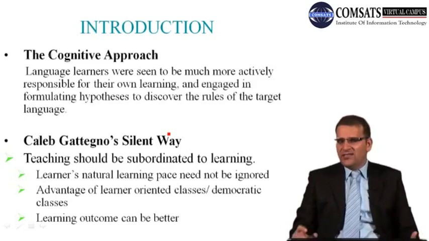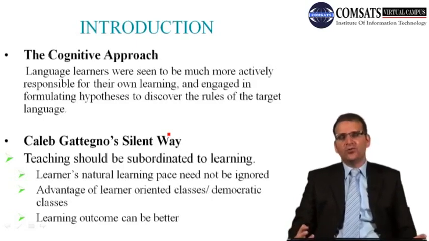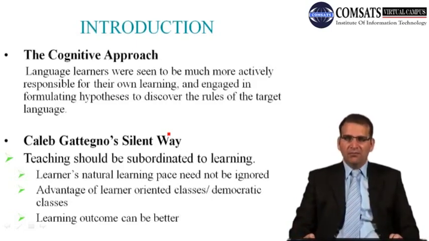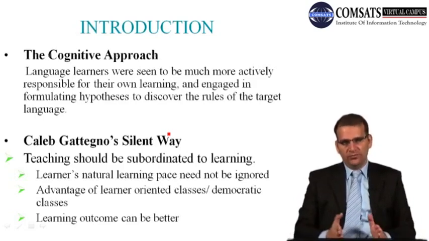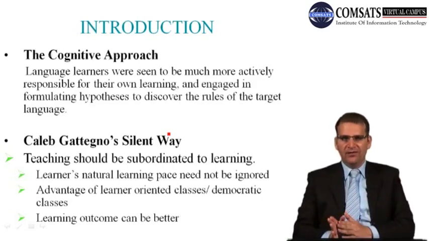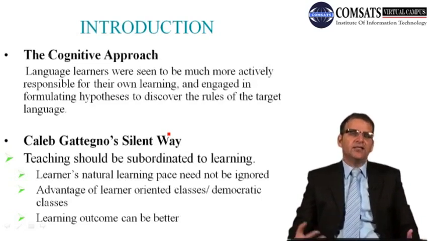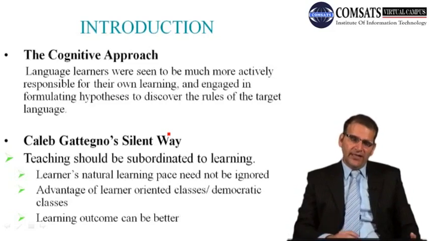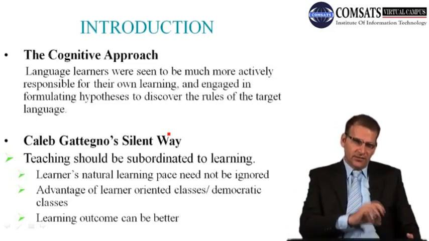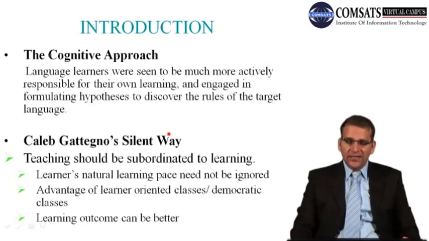Even the teacher writes the prerequisites, for example, for whatever course you teach, when you set your goals and objectives, you mention that the prerequisite for this course is this one. But once you proceed, you make it teacher-centered. Whatever you have, you teach the students. Exceptions are there, maybe some institutions where they really consider their learners. But again, teaching must be subordinated to learning. So the learner's natural learning pace need not be ignored.